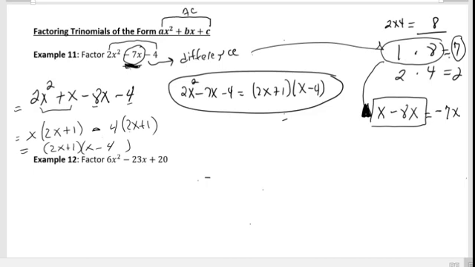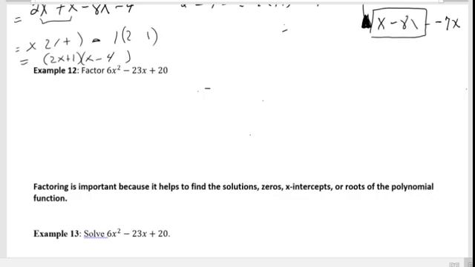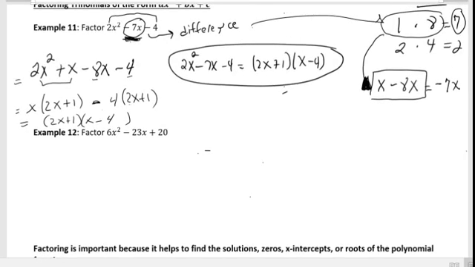Well, I want that 7. And since I have a negative here, I'm going to have opposite signs. So I can assign the 1 an x and the 8 a negative 8 so that I can get negative 7x. Then I'm going to rewrite my polynomial into 4 terms: 2x squared. Instead of negative 7x, I wrote it as x minus 8x. And then we have minus 4. So let's try the example here.